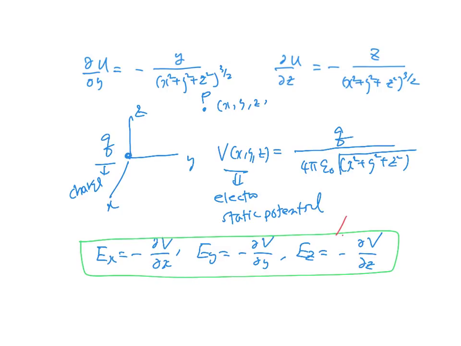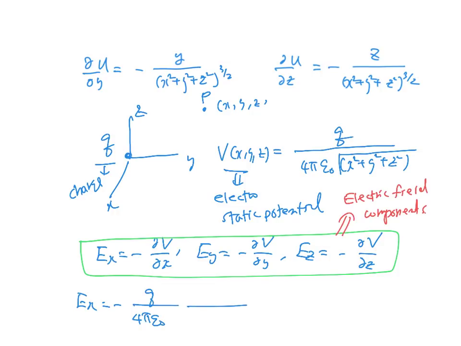전기장. Component. And now you can calculate those partial derivatives, right? Because we have done that already. So it turns out that electric field is minus, this is a constant, 4 pi epsilon 0, (x square plus y square plus z square) to the 3 over 2, x, and etc. etc.